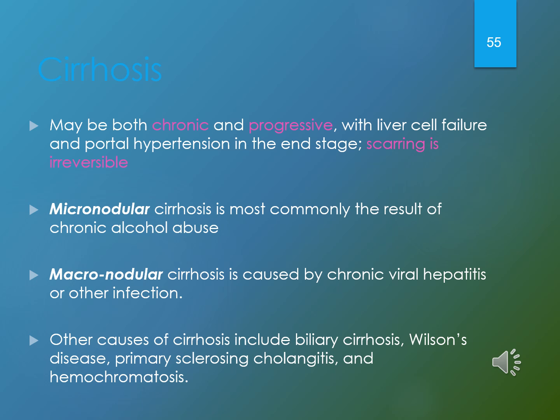There are two kinds of cirrhosis. There's micronodular, which is most commonly the result of chronic alcohol abuse. So micronodular, alcohol. Macronodular cirrhosis is typically caused by chronic viral hepatitis or other infection. Now, there are also other causes of cirrhosis, just like there are other causes of fatty infiltration. Some other things that can cause cirrhosis are biliary cirrhosis, Wilson's disease, primary sclerosing cholangitis, and hemochromatosis. And we'll be talking about hemochromatosis too.